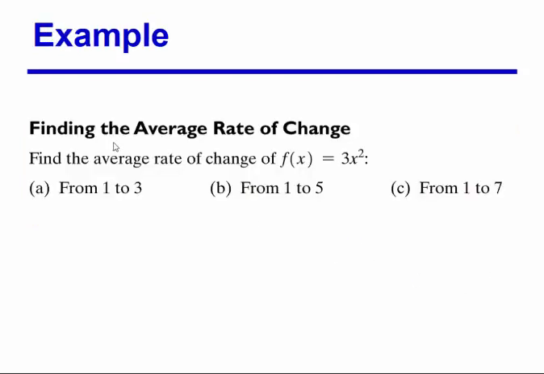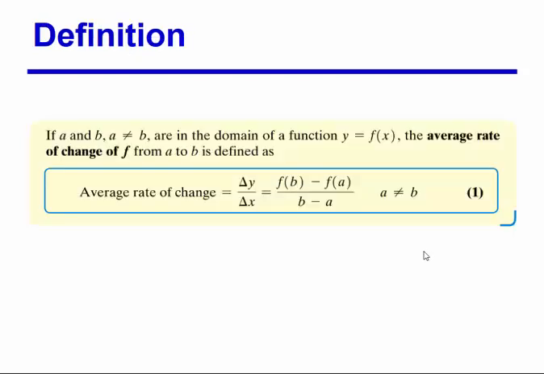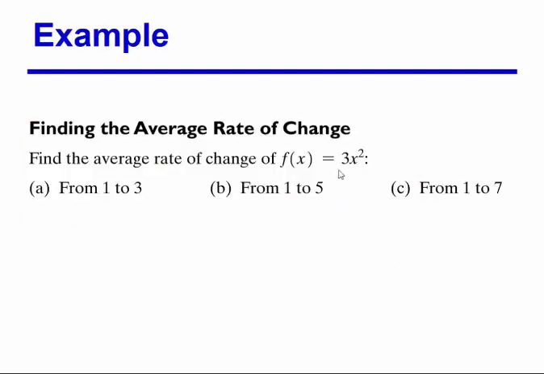So we're going to find the average rate of change. And the reason we use this is because if this was a linear function, we can just simply use the slope formula to find it. But this is not a linear function, so we don't really find the slope, if you will. We find the average rate of change.